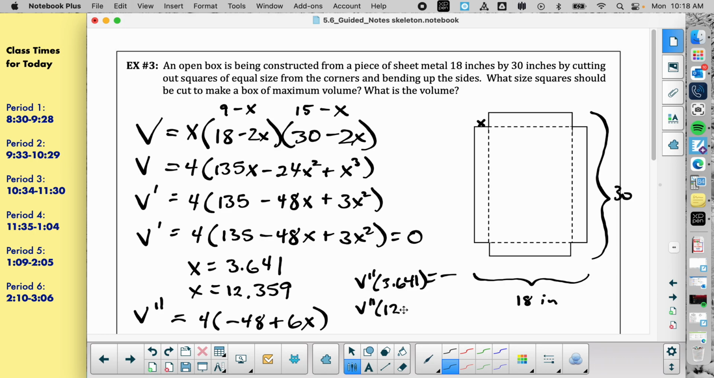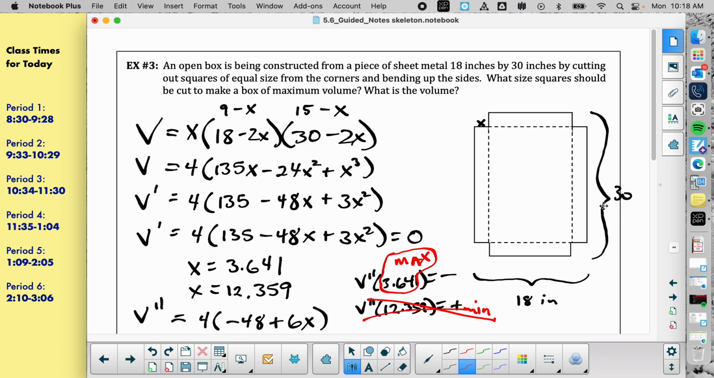And if I put in 12.359, 6 times that would be definitely more than 48. So this is going to be a positive answer. That tells me that 12.359 is a relative min, and I don't want that. So I would cross that out. And 3.641 is a relative max, which means 3.641 is the value I was looking for.